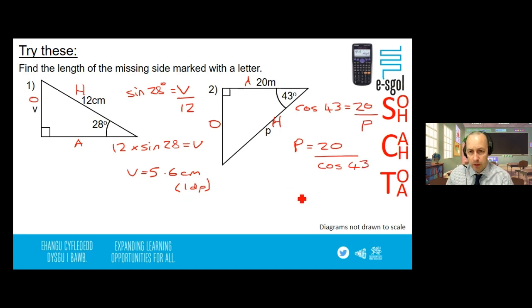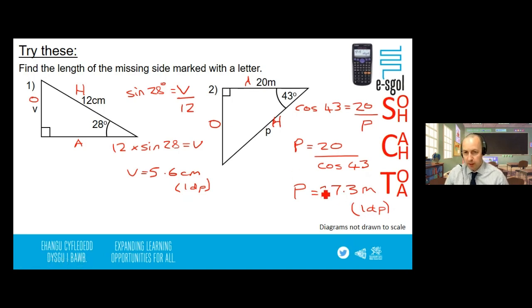So again, this is purely a job for the calculator. Again, just make sure you know and understand how your calculator works. But after I enter those numbers, I get an answer of 27.3 meters. And again, I rounded that answer to 1 dp. So 1 dp in brackets, as I should always do. And that gives me the answer.